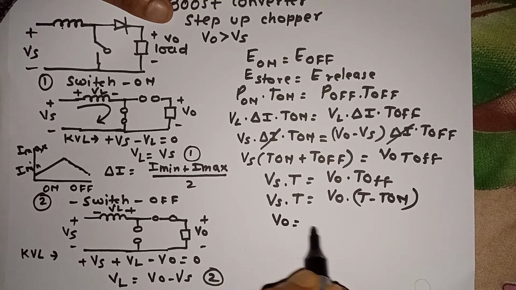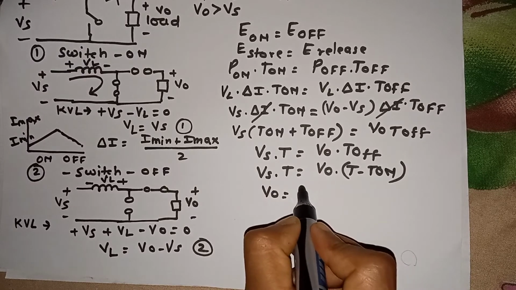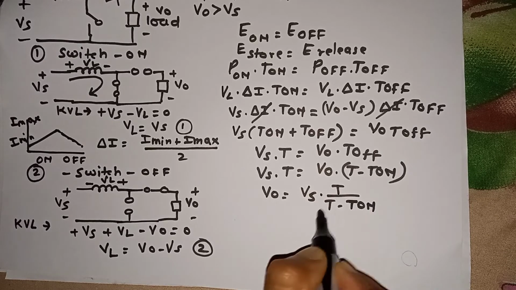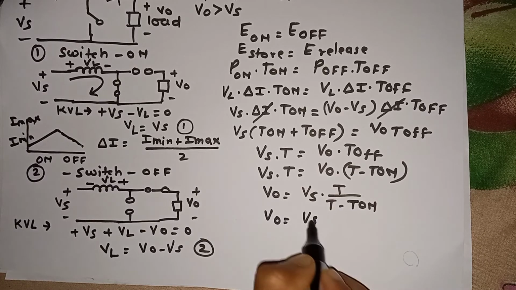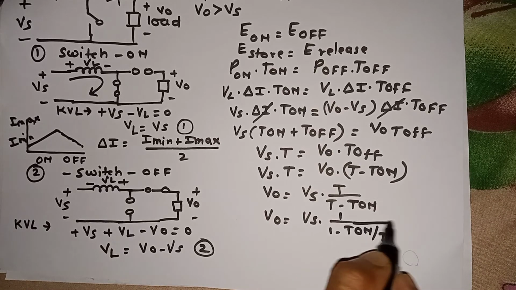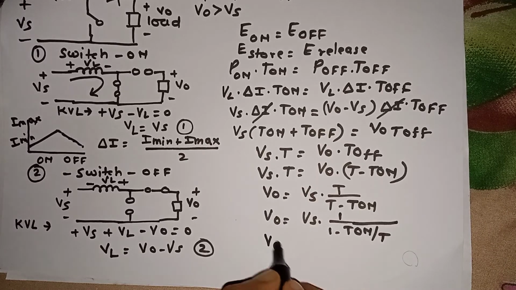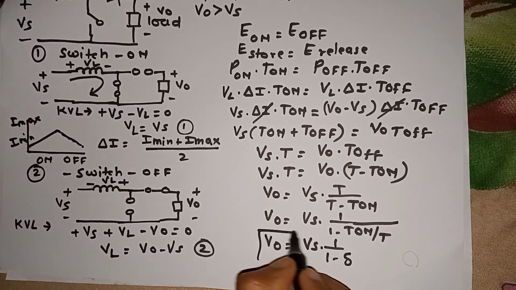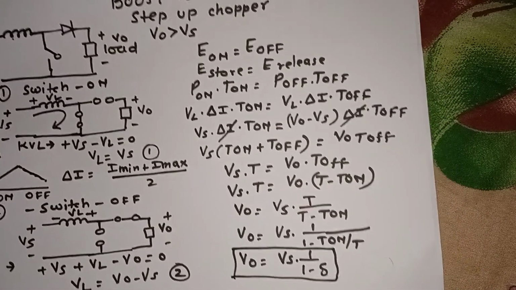So VO is equal to the expression of output voltage, Vs into T upon T minus T on. Now we divide T in the numerator and denominator, and we get Vs into 1 upon 1 minus T on by T. We know that T on by T is nothing but the duty cycle, so we can write the expression VO is equal to Vs into 1 upon 1 minus delta, where delta is the duty cycle. So this is the equation we get for the boost converter.